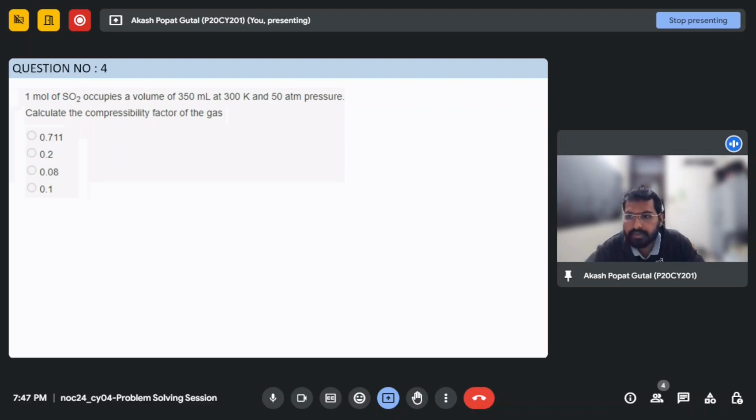The fourth question is, suppose 1 mole of SO2 occupies a volume of 350 ml at 300 Kelvin and 50 atm pressure. Calculate the compressibility factor of the gas. This is simple. The same equation will apply here. Z is equal to PV by RT. So Z actually gives you the idea how your gas is deviating from its ideal behavior. So can you calculate? It's simple.